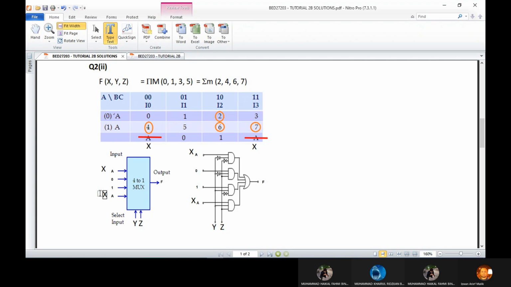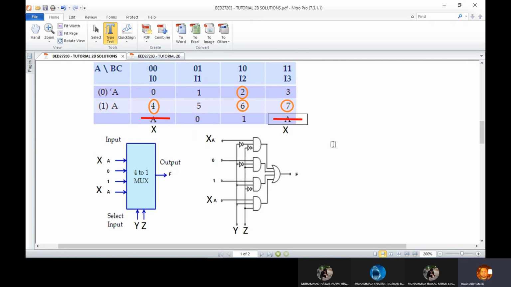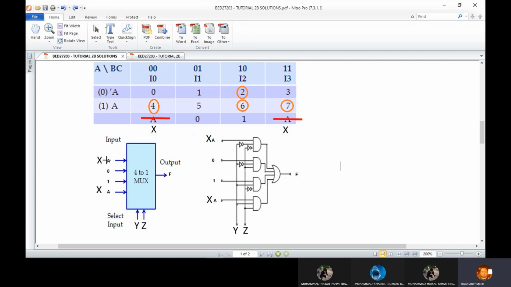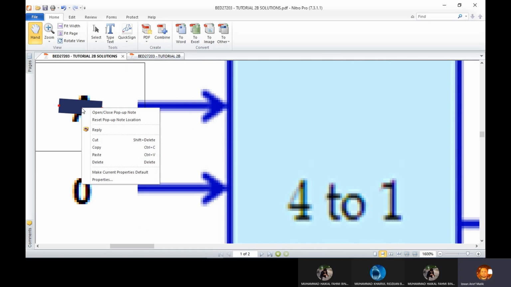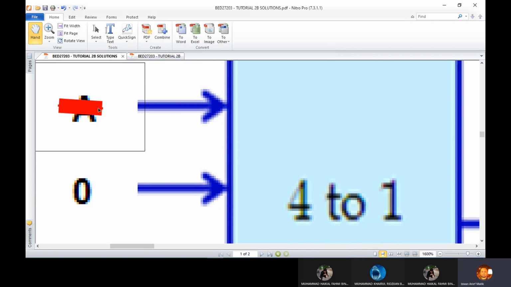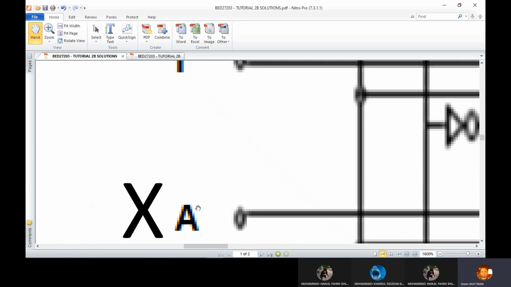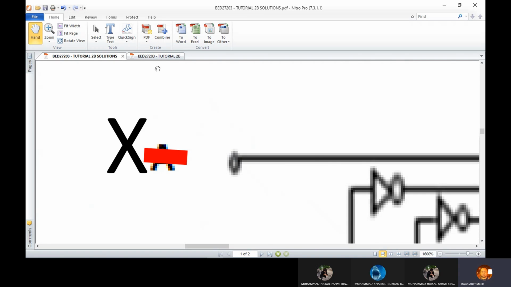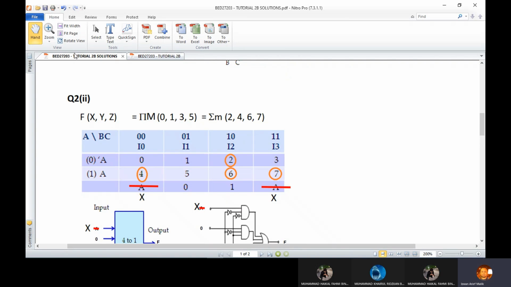So, ubah dia punya variable tapi saya lupa nak buat dalam solution. Okay. Alright, so ini baru betul lah.